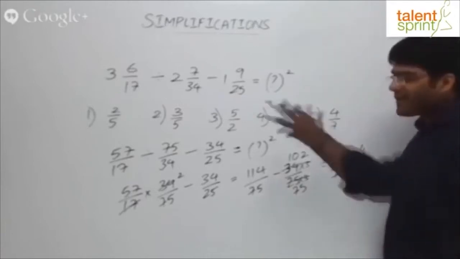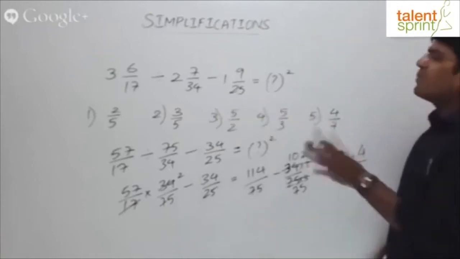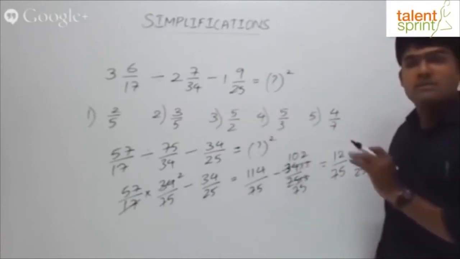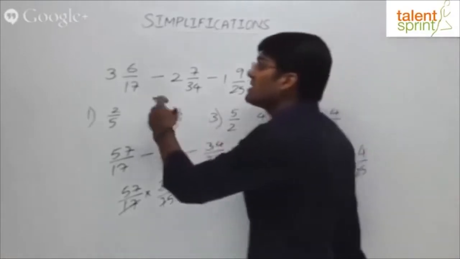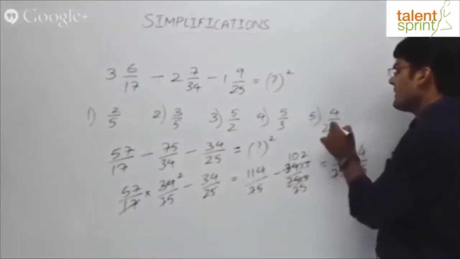Yes or no? So what is our left hand side? 4 by 25. Now, fortunately, 4 by 25 is not there in the given options. But let's say one of the options is given as 4 by 25. Let's say this fifth option is given as 4 by 25.